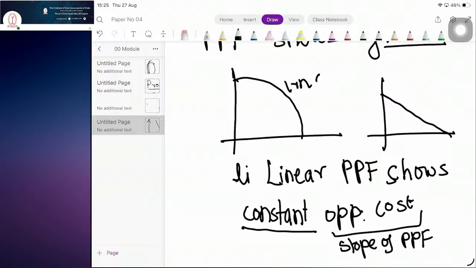Ninth one, an economy is working at a point to the left of the PPF curve, that shows unemployment. Got it? So, ithe point hai. Any point to the left means like this. So, this shows unemployment. आले का हे problem solve करता आले सगळ्यांना?